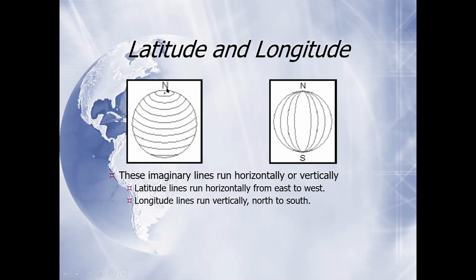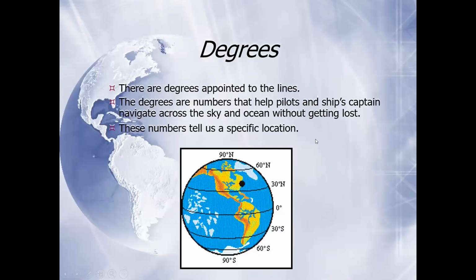If you want to label this globe, the top of the globe would be north, the bottom would be south, the east would be on the right side, and west would be on the left. So latitude lines run horizontally from east to west. Basically, the direction of these lines is from east, on the right side, to the left side, that is west. Longitude lines run vertically, from north to south. These are the longitudinal lines as shown on the right side of this slide.